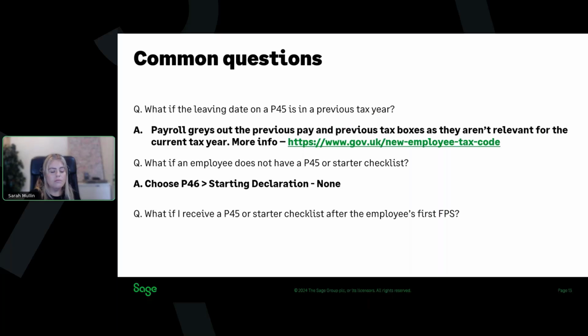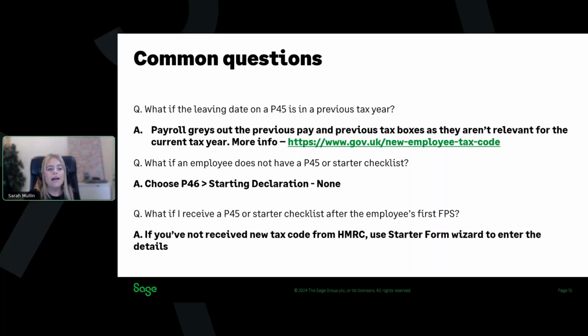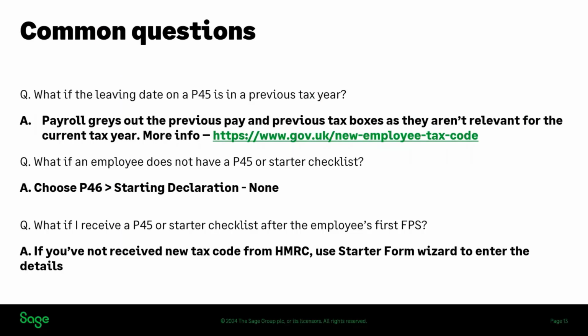Now, the last one is, what if I receive a P45 or start a checklist after the employee's first FPS has actually been submitted? Now, answer with this one, it does just depend on whether you've already received a new tax code notice from HMRC. So if you have, then you can ignore the P45 or start a checklist and just go with whatever HMRC's provided. But if you haven't received a new code yet, you can still go back and enter the starter details using the starter form wizard in the employee record. And I'll just bring the slides down again just to show you exactly where it is to do that.